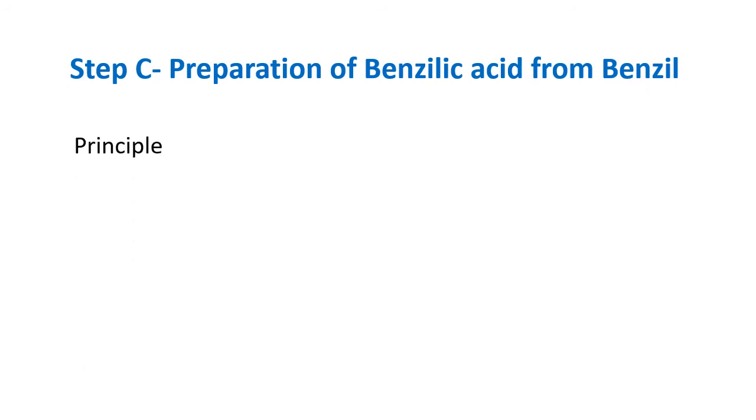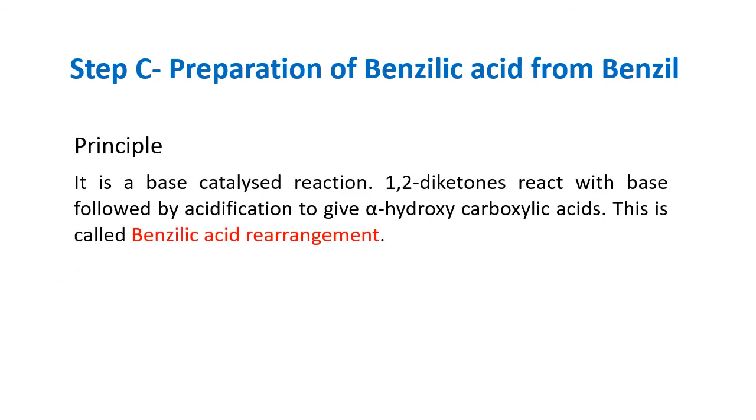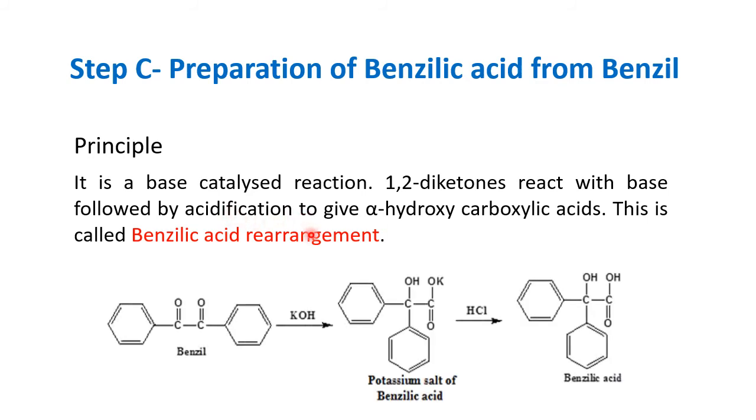Now step C is the preparation of benzilic acid from Benzil. This is a base catalyzed reaction, and what is happening is that a 1,2-diketone is being converted to an alpha hydroxy carboxylic acid. Benzil is a 1,2-diketone and benzilic acid is an alpha hydroxy carboxylic acid. So here first there is attack of base potassium hydroxide to give a potassium salt of benzilic acid. Then we carry out its acidification to give benzilic acid.